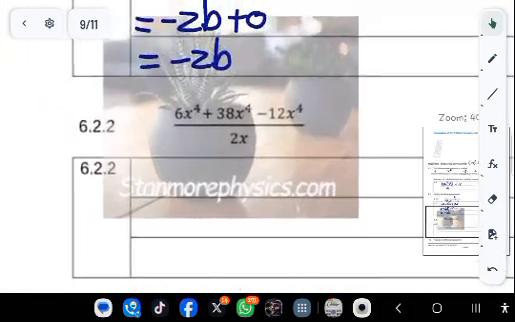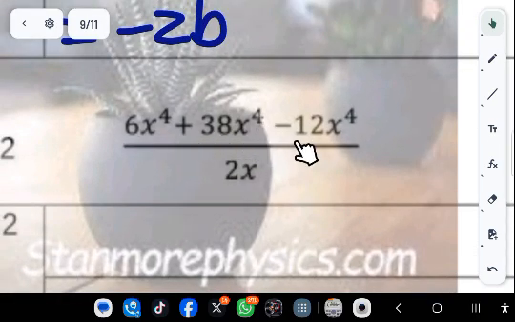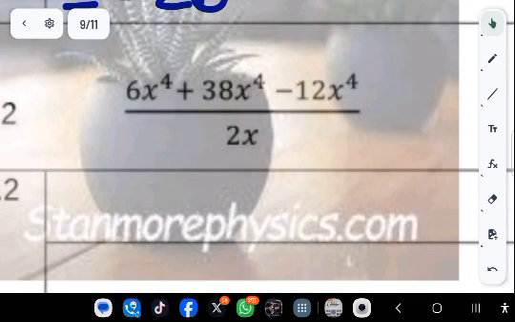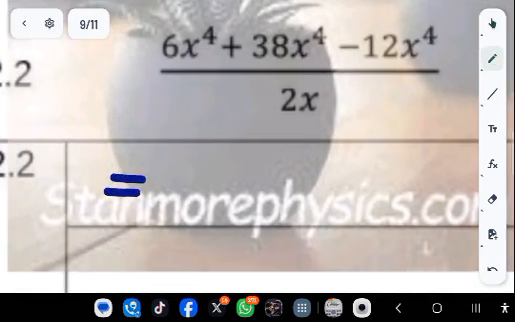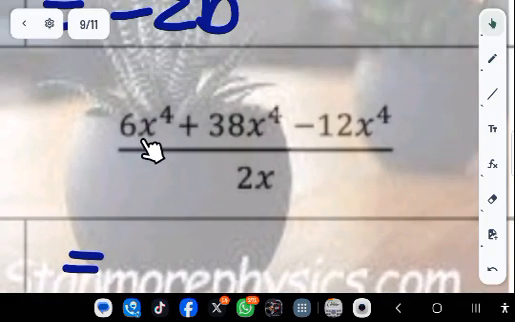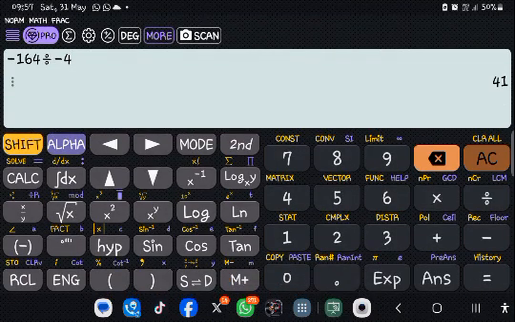Next, 6.2.2. 6x to the power 4 plus 38x to the power 4 minus 12x to the power 4, all divided by 2x. Now notice that these are all like terms. If x to the power 4 is a goat, then there will be 6 goats plus 38 goats minus 12 goats. So what you do is you add the numbers. 6 plus 38 minus 12. Let's take a calculator. 6 plus 38 minus 12. And that is equal to 32.